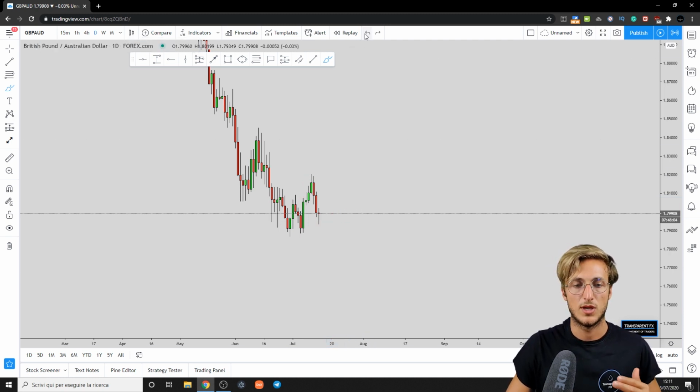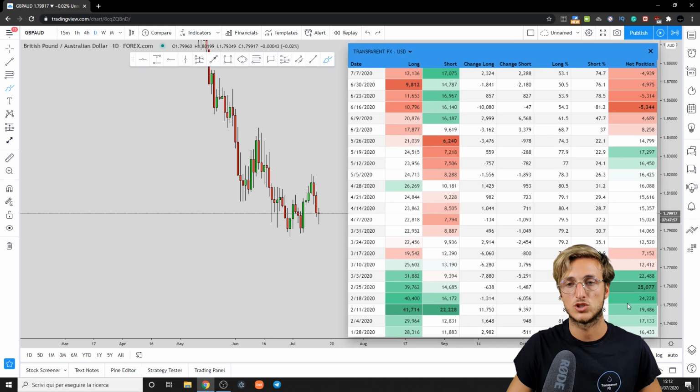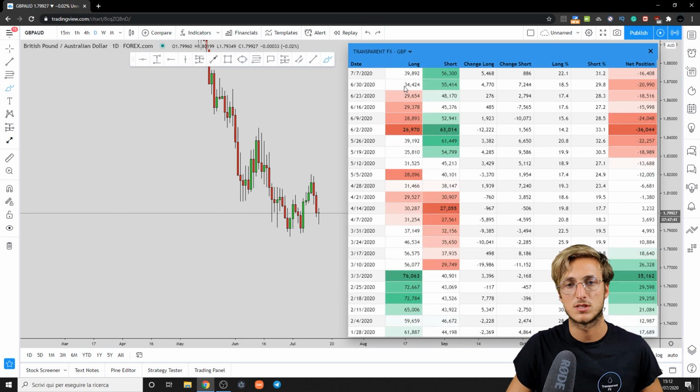So how will we be approaching this? Before I show you how we will be approaching this pair with students, let's go and give a quick check at what we have from a COT perspective, so commitment of traders. What the biggest banks and institutions are currently doing in the market, and by checking their orders, we will be able to gain an edge over our competitors in the market. Let's first see what we have from a GBP perspective.